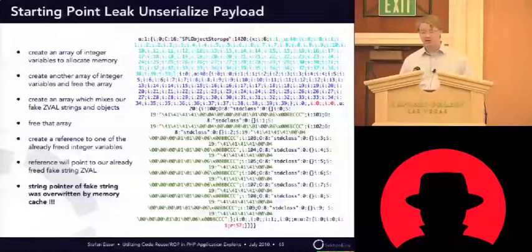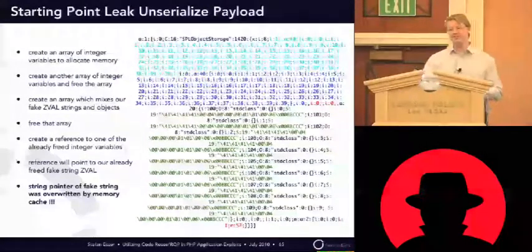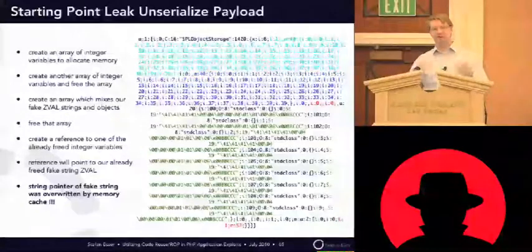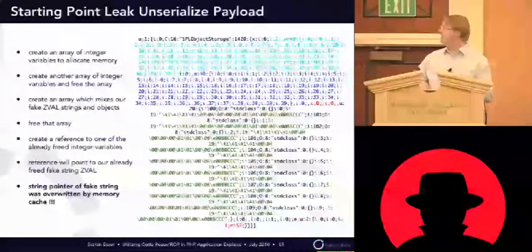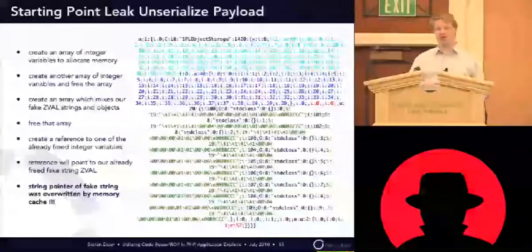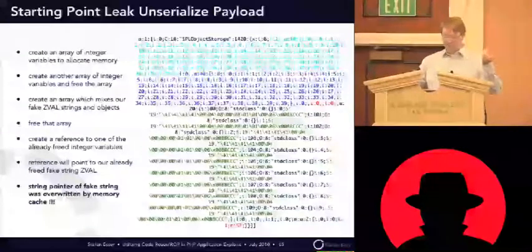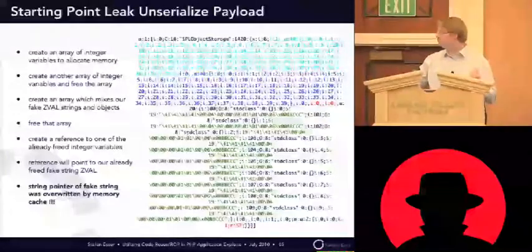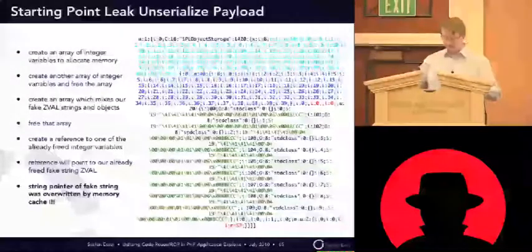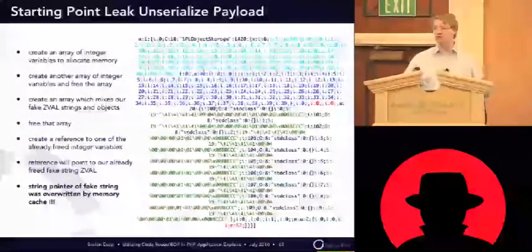The idea now is you first create an array of integers just to allocate something, to make the memory cache empty. Then you again create an array of integers that you free immediately again. So you have all these empty spots in the variable table. And then you create an array that contains your fake string and the empty object in alternating sequence. And then you free it again. And this is very important. You free it again, and then you create the reference to the already freed thing.